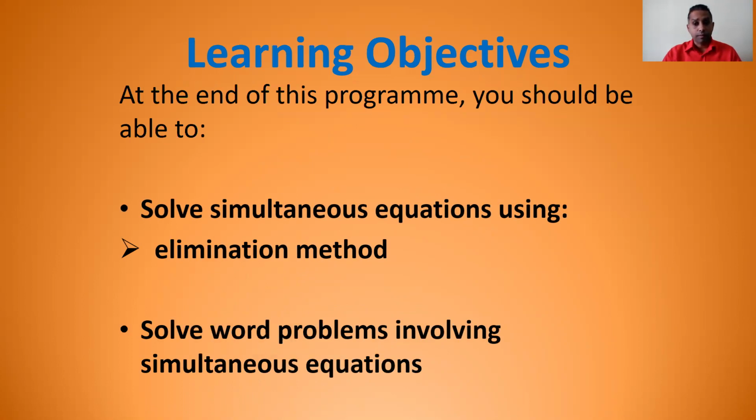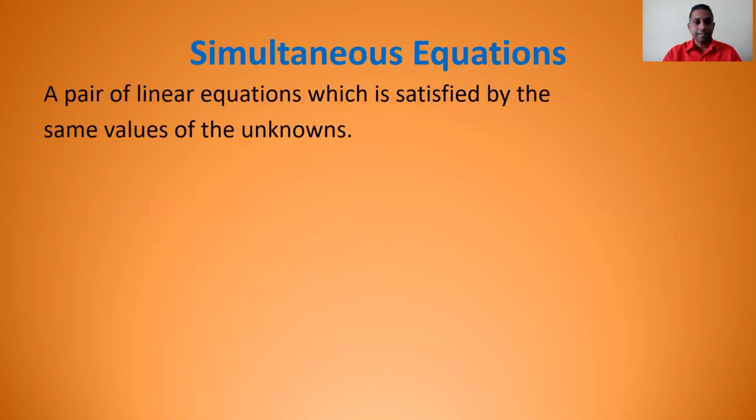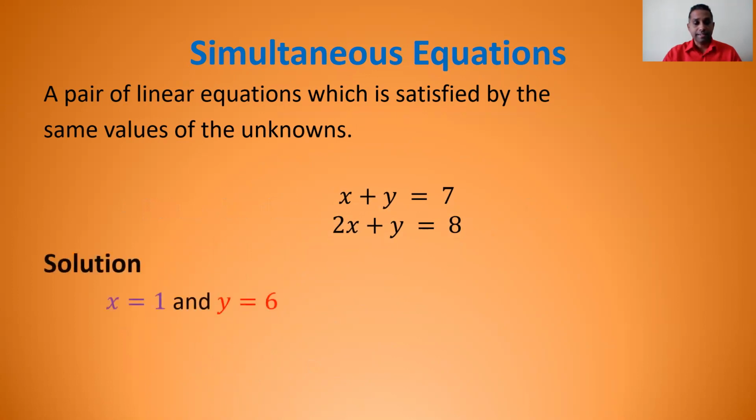I am sure that some of you may have forgotten what simultaneous equations are. Let us make a brief recap. At the level of grade 9, simultaneous equations consist of a pair of linear equations which is satisfied by the same values of the unknowns. Here is an example. The solution to the above equations is x is equal to 1 and y is equal to 6. Remember that these values satisfy the two equations.